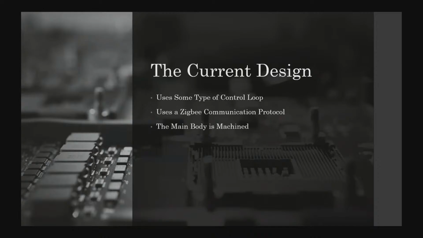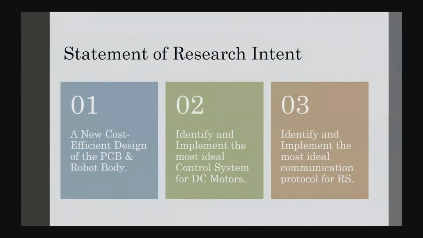So this brings us to our proposal. We would like to design a new cost-efficient design of the robot body as well as the PCB. We would like to identify and implement the most ideal control system for DC motors, and we'd also like to identify and implement the most ideal communication protocol for the robot soccer system.